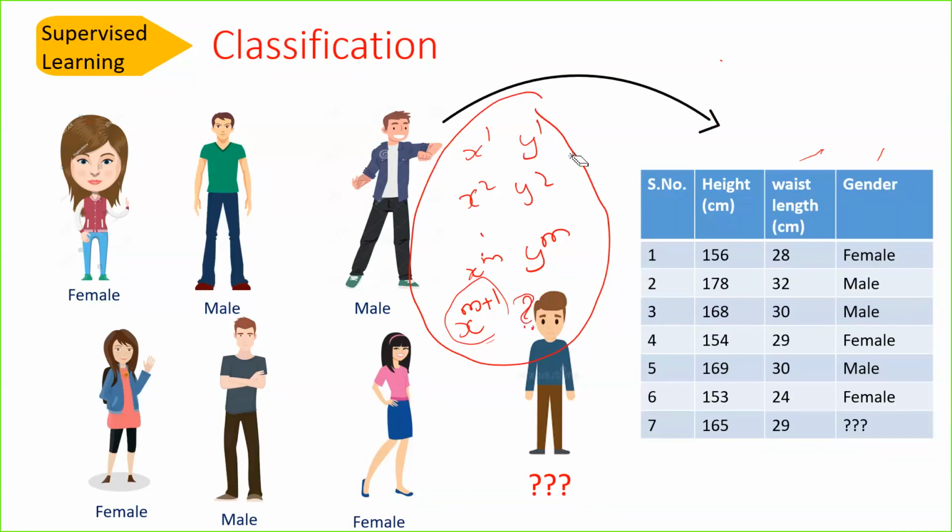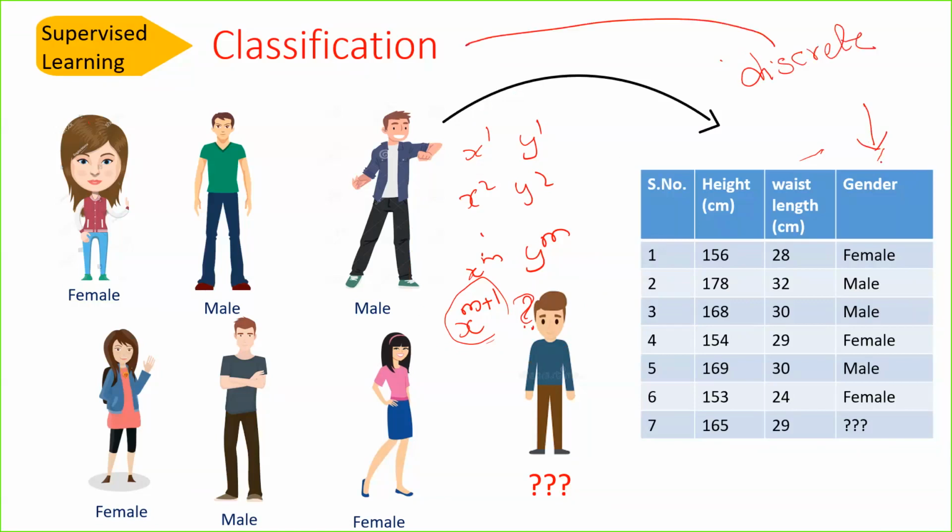So what is the difference between classification and regression? The only difference between them is the type of the target variable. If the type of the target variable is discrete, we call the problem a classification problem. If the type of the target variable is continuous, we call the problem a regression problem.